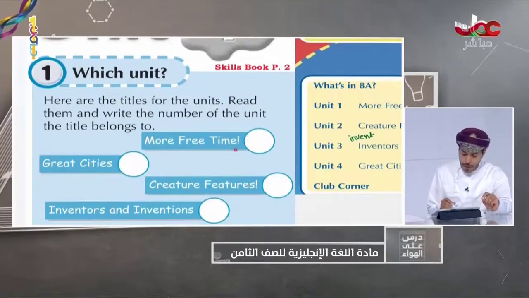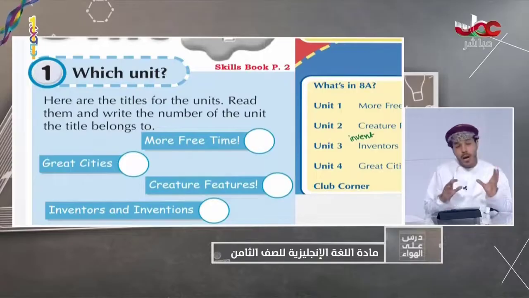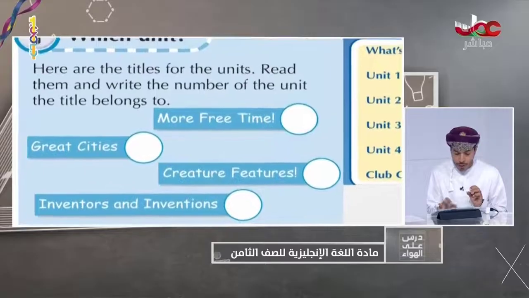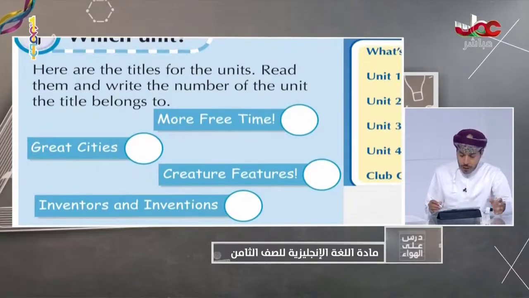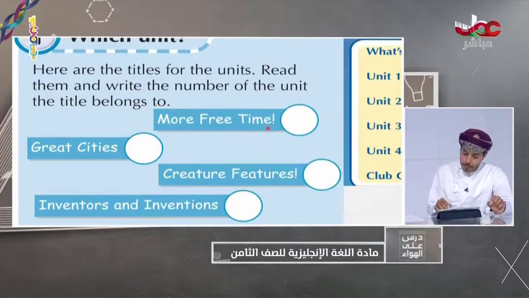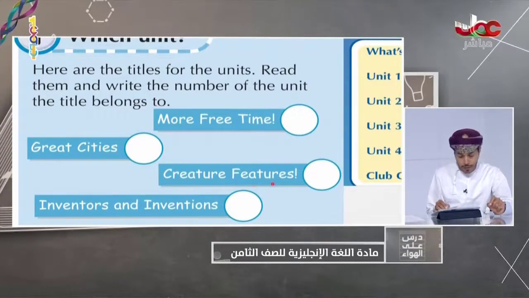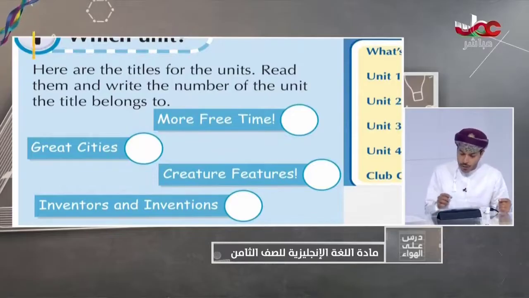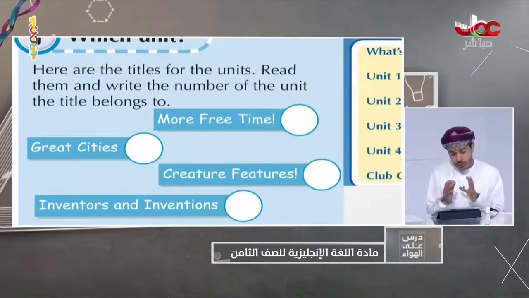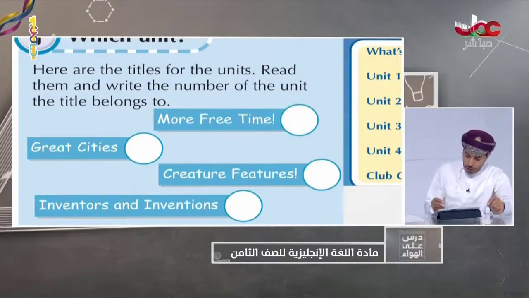So we have these 4 titles again, and here you can refer to the content page that we just discussed. Okay, so the first one, as we can see, we have More Free Time, we have Great Cities, we have Creature Features, and also we have Inventors and Inventions. And we have talked about these 4 titles just a minute ago. So what do you think? More Free Time is very clear. It's going to be our first unit in semester A. So this is going to be unit number 1.